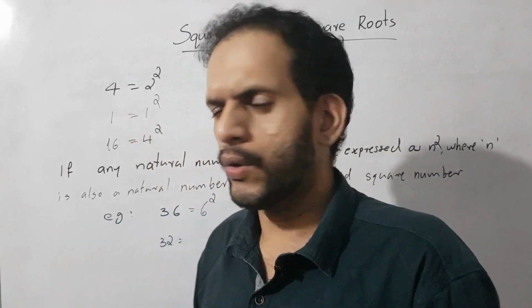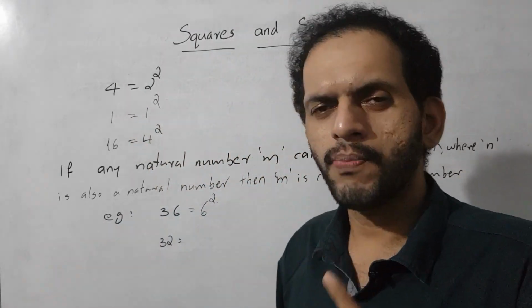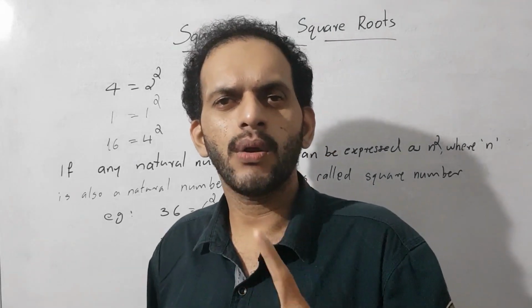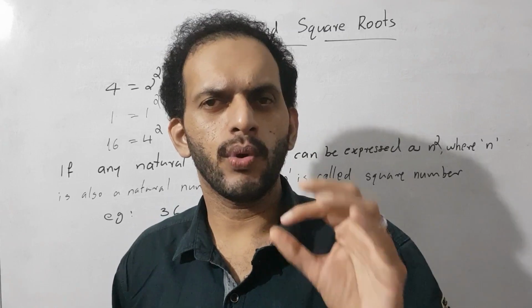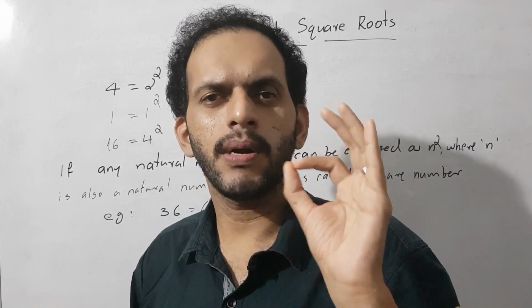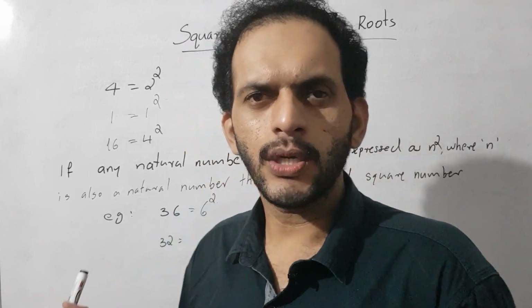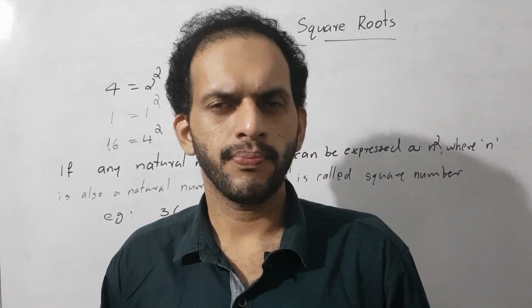So we conclude that 32 is not possible to write as a square of any natural number. So we can say that 32 cannot be written as the square of a natural number. That means 32 is not a square number.